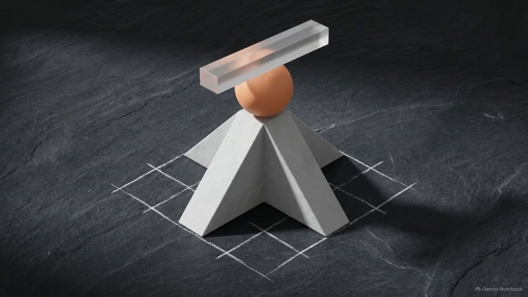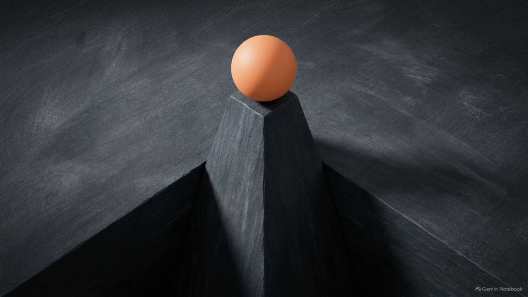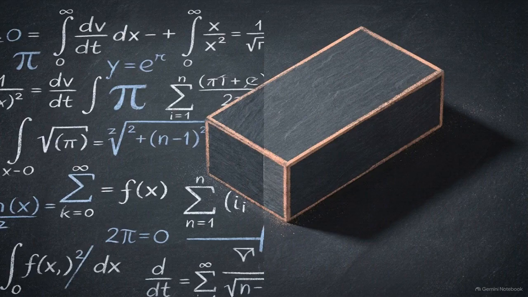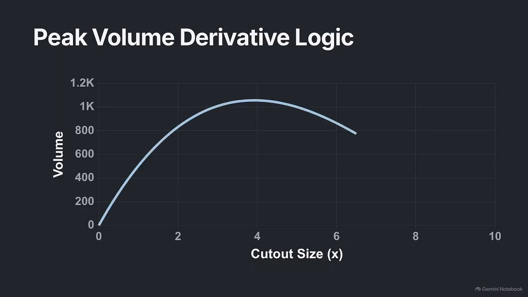The first derivative locates the flat turning points, while the second derivative measures the bend of the terrain, telling you exactly which type of terrain you are standing on. We can apply these pure math rules to physical problems. Suppose we want to cut corners from a flat piece of cardboard and fold it to create a box with the absolute largest possible volume. This graph charts the resulting volume.